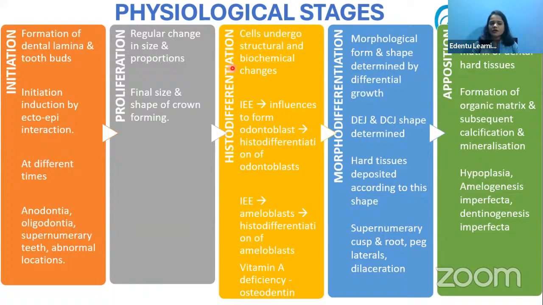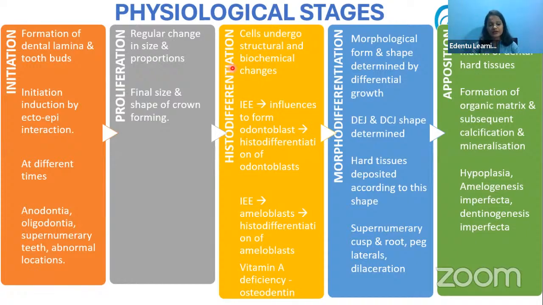Anodontia means complete absence of teeth, and oligodontia means missing one or two teeth. Like a maximum of one or two teeth will be missing. Usually the mandibular premolars will be missing. One or two teeth missing is called oligodontia.